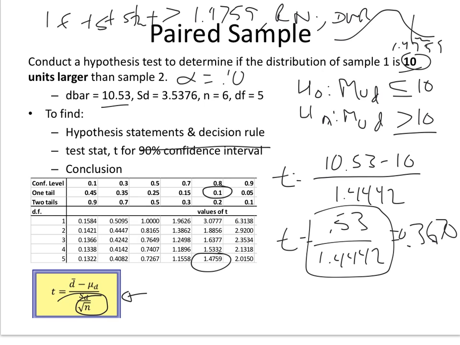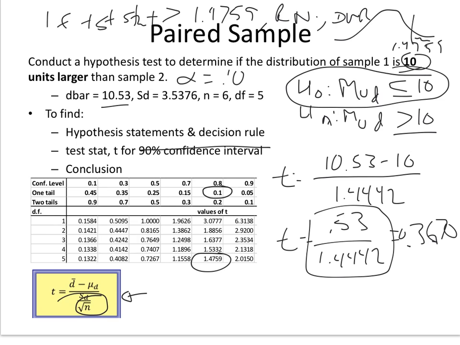So we could say, or just know from looking at it, we're not going to be in the rejection region. Our answer then, because we're not in the rejection region, is that we do not reject the null. So we cannot say that the mean difference between the two is more than 10.